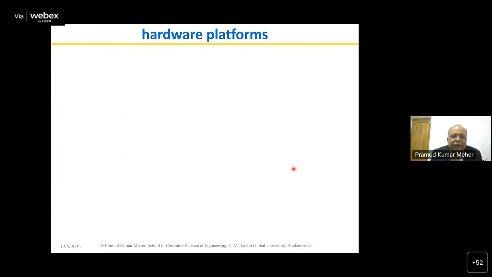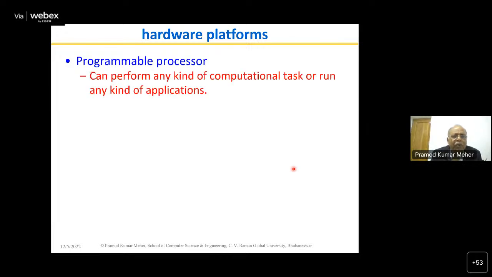To implement any algorithm, we have a choice of different platforms. One is the programmable processors. That is whatever laptop or desktop computer we are using, or even the servers. Those are all programmable systems. They can perform any kind of computational task or run any kind of application. For whatever computations you want, you just write a program, the compiler available in the computer generates the machine code, which is executed by the processor.